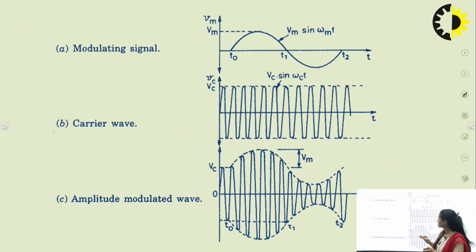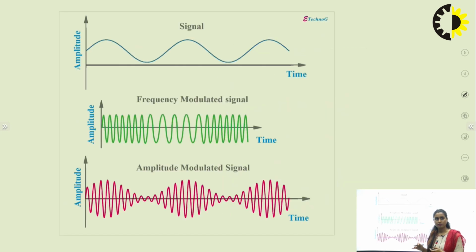If you want to actually see how my amplitude modulated wave looks like, if this is my message signal, which is having low frequency, this is my carrier wave with more number of cycle represented here. This is how my amplitude modulated wave looks like. This is all we have covered in the previous lecture. This was just an overview, right? So this is how my amplitude modulated wave looks like. This is how my frequency modulated wave looks like, right?